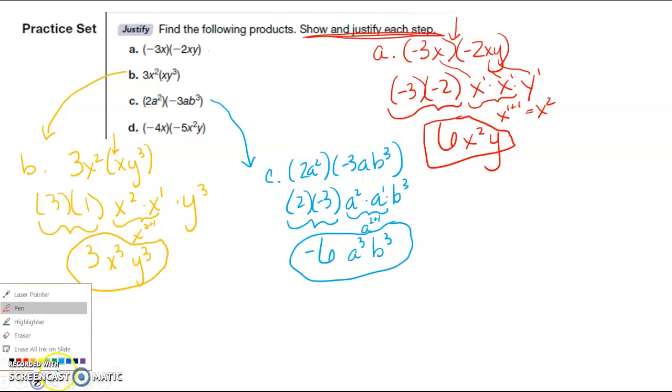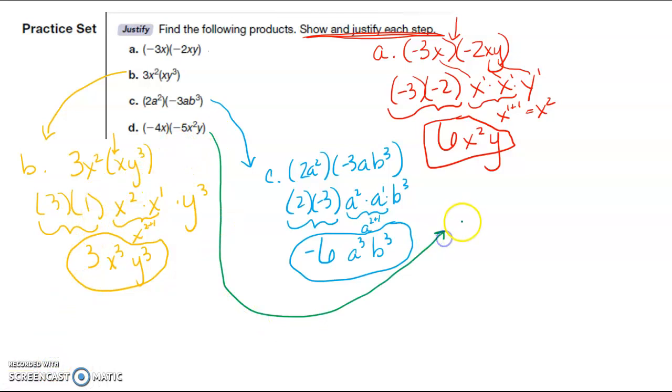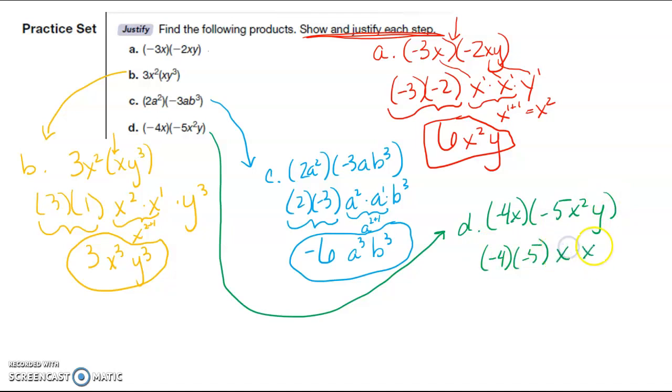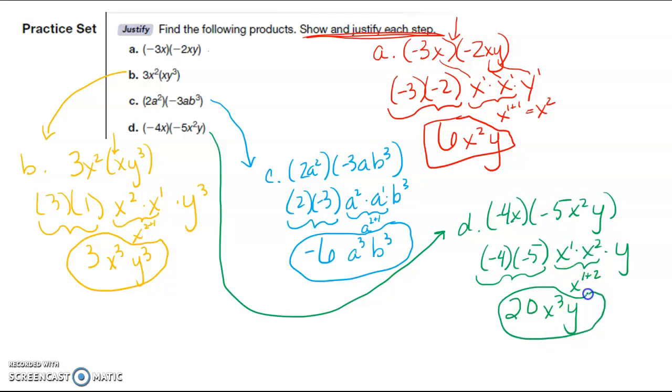And the last question we have here is D. D is negative 4x times negative 5x squared y. Let's multiply our numbers. Negative 4 times negative 5 is a positive 20. Then x times x squared, and we know this is x to the 1, so we're going to add our exponents. And then y just kind of hangs out. So that's how we multiply algebraic expressions.